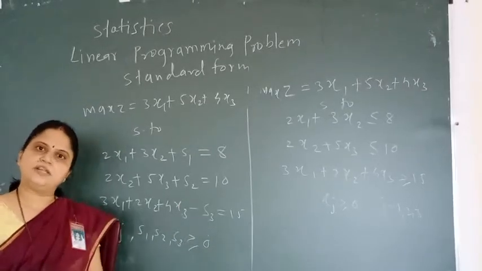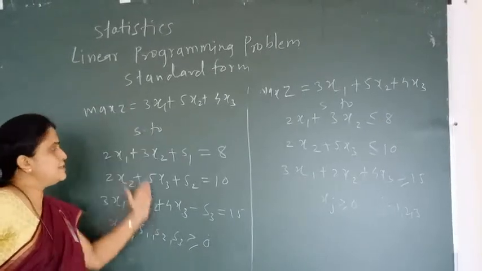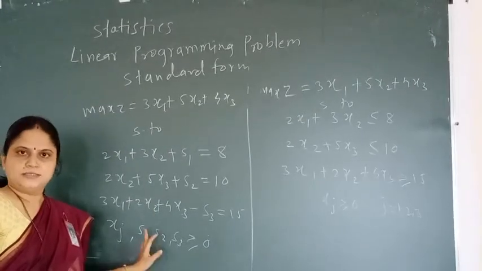That means your slack variables are also greater than or equal to 0. So that is my standard form.